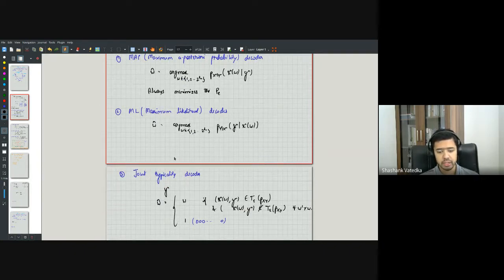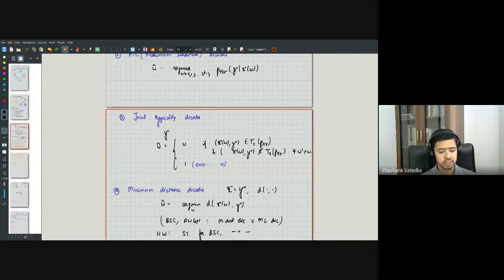The joint typicality decoder does the following: it declares a particular message. So given a particular received sequence, it says that message W was transmitted if the Wth code word is the only one which is jointly typical with respect to the received sequence. If not, it just gives up. All right.